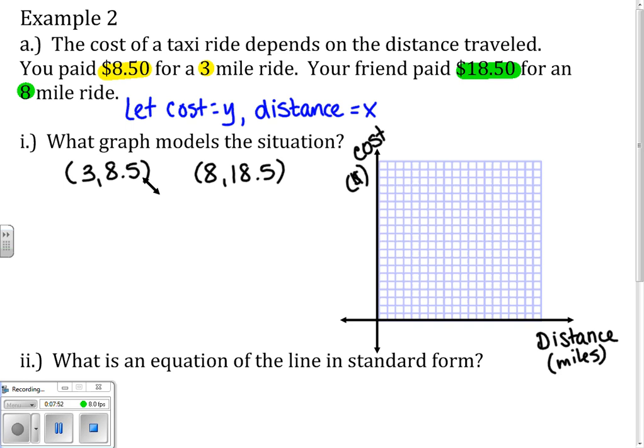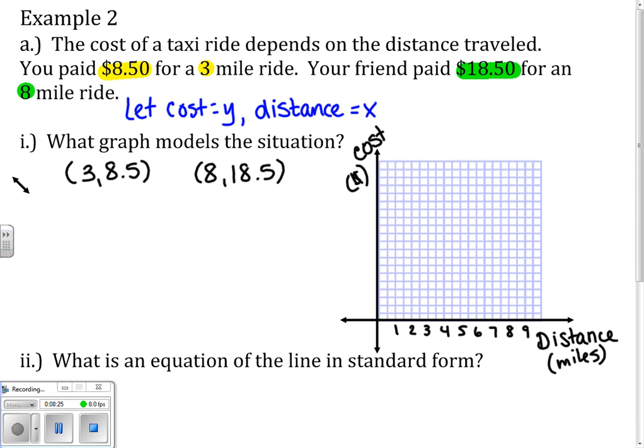Now I look at the x values, the distance, and they're going basically from 3 to 8. Those are pretty small numbers. So I'm going to do every other block is worth 1 and label it. The values going up the y-axis are decimals because they're dollars. So at this point, a couple different options. I guess I'll do every block is worth 1, so I don't have to relabel that. I'll just go by ones.